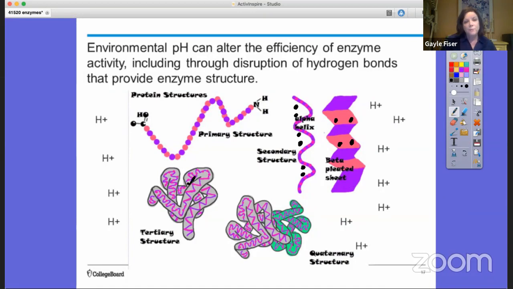And there were hydrogen bonds that held our tertiary together. If we disrupted the hydrogen ion concentration and made it too acidic or too basic, that's going to disrupt these hydrogen bonds that are holding it in this particular shape. So this would no longer be a functional enzyme if we disrupted the shape with pH.